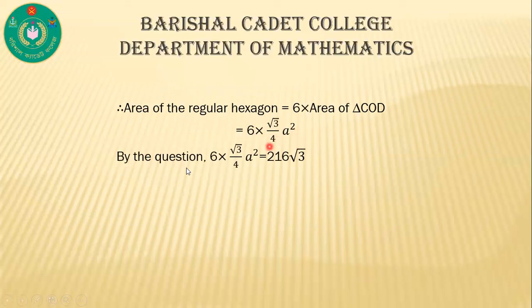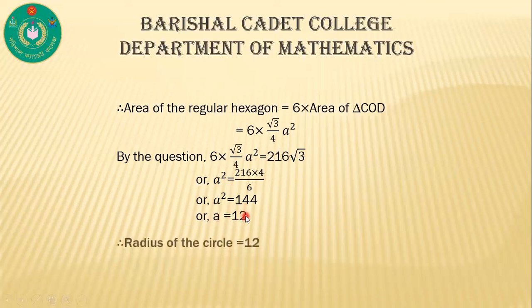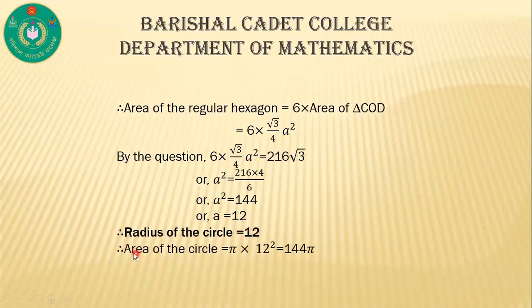6 into root 3 by 4 A square is equal to 216 root 3. After calculating this, we can write A square is equal to 216 into 4 by 6. A square is equal to 144. That means A is equal to 12. Therefore, radius of the circle is equal to 12. Therefore, area of the circle is equal to pi r square. Here r means radius. Now putting this value here, then we can write 144 pi.